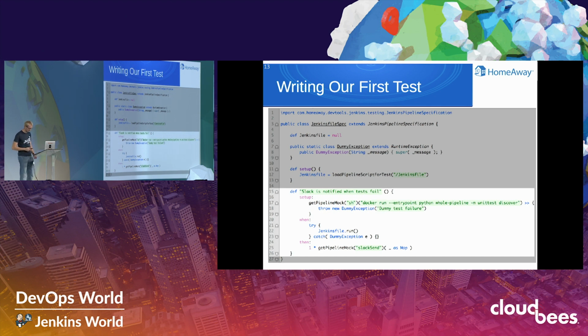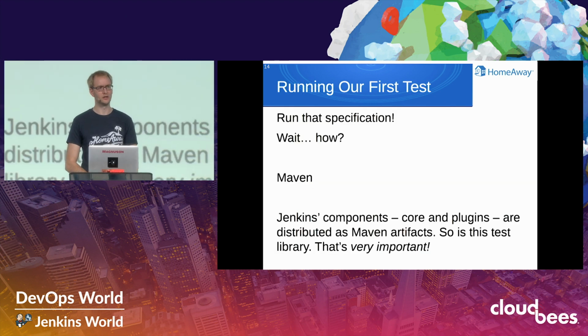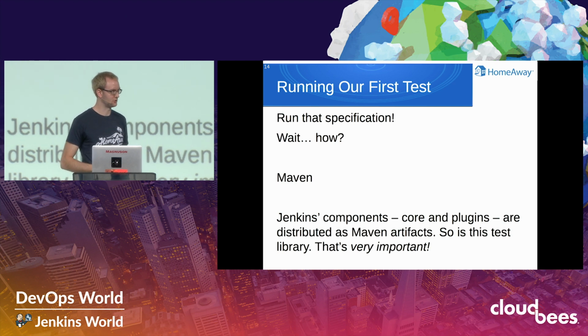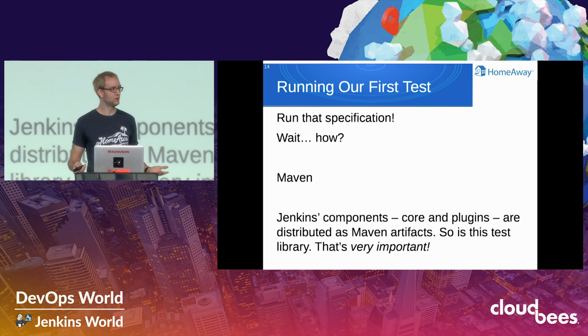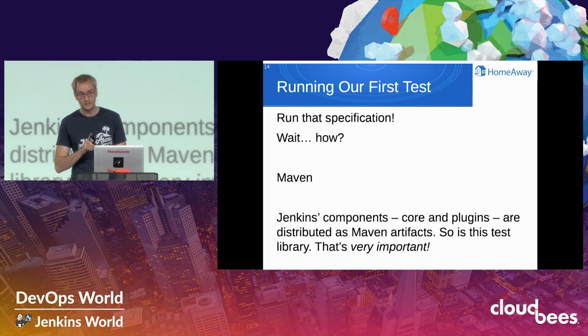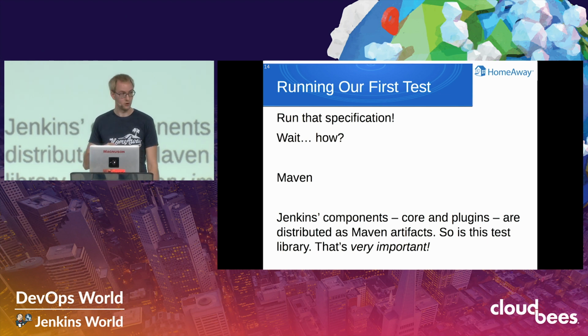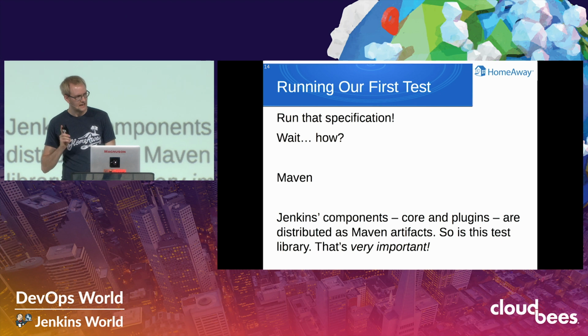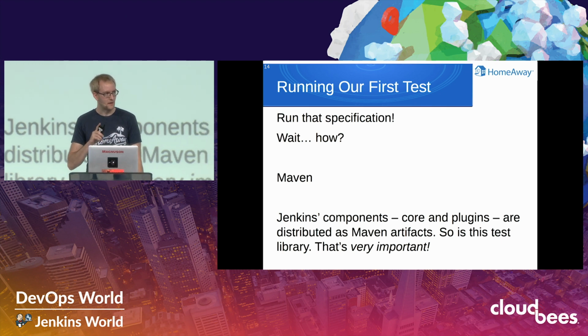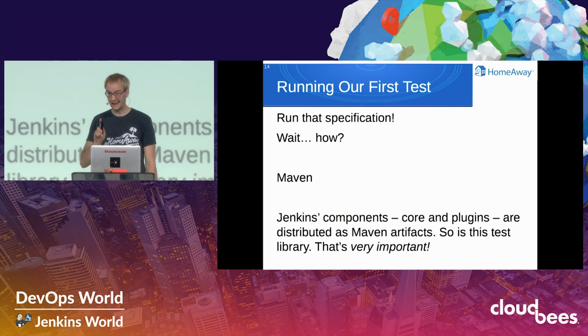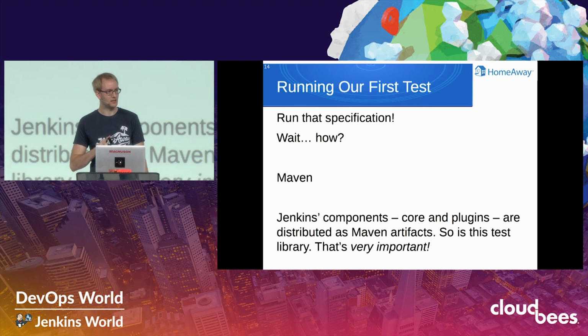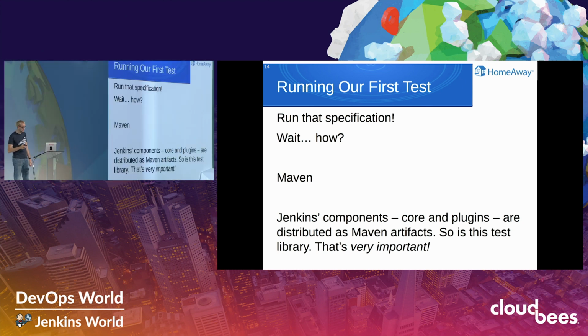We're ready to run this. How are we going to run it? We had a Python application with a Docker file. How are we going to run Groovy code? We're going to use Maven. Yes, Maven. For several reasons. Primarily, Jenkins' components, Jenkins core and its plugins, are all distributed as Maven artifacts. And so is this test library. And that becomes really important and awesome for a reason that we'll see a few slides later on. Let's get there.